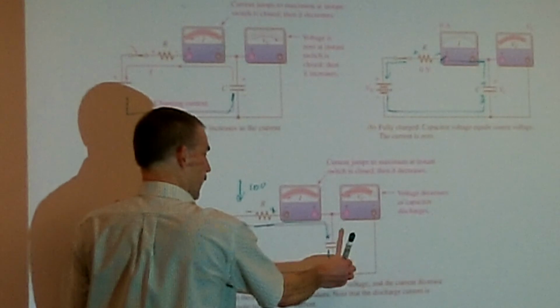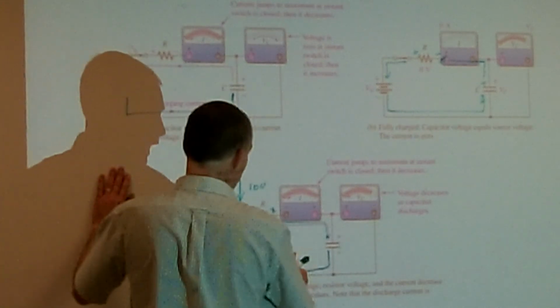Then the voltage across my capacitor is going to be 0, and the voltage across my resistor is going to be 0, and I'm not going to have any more current going through there. Okay? So that's kind of our charging and our discharging of our capacitor.